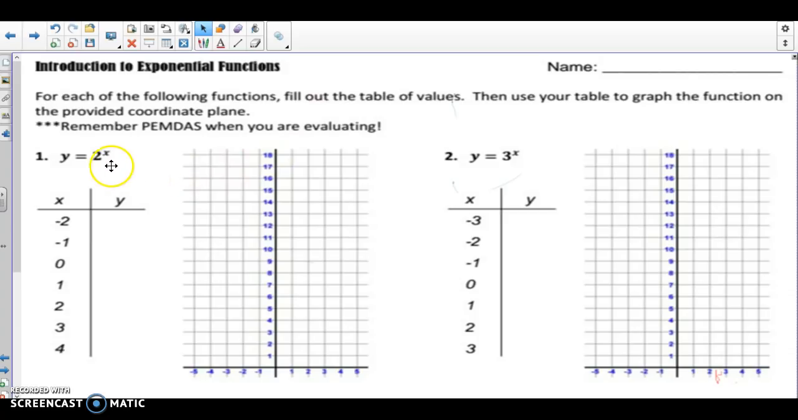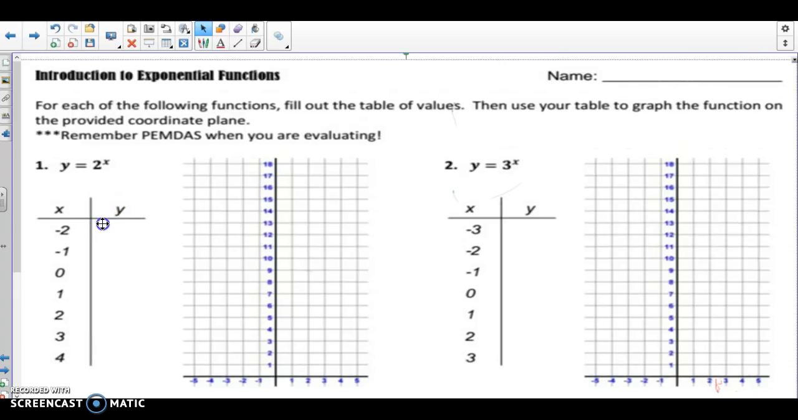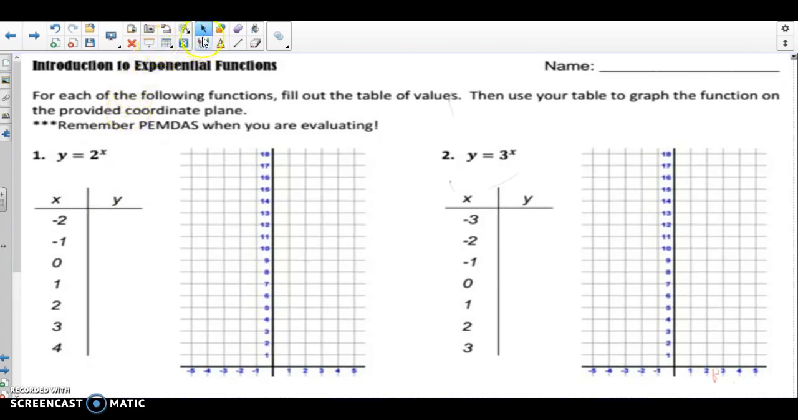Okay, so for number 1, we have y is equal to 2 to the x. We want to find when x is negative 2, what's our y value? We would have 2 to the negative 2. Remember, with negative exponents, it moves it to the bottom, so we have 1 over 2 to the 2, which is 1/4. Then we plot that, so we're at negative 2, positive 1/4, approximately somewhere right there.